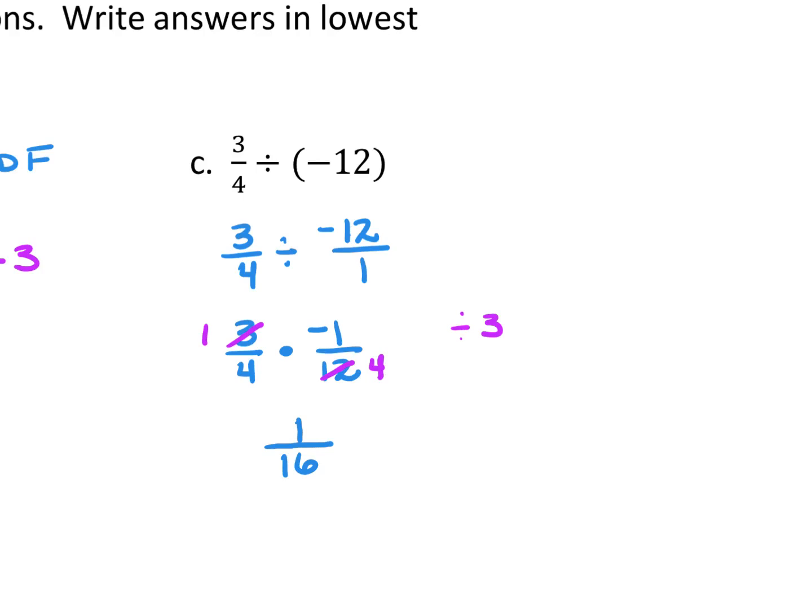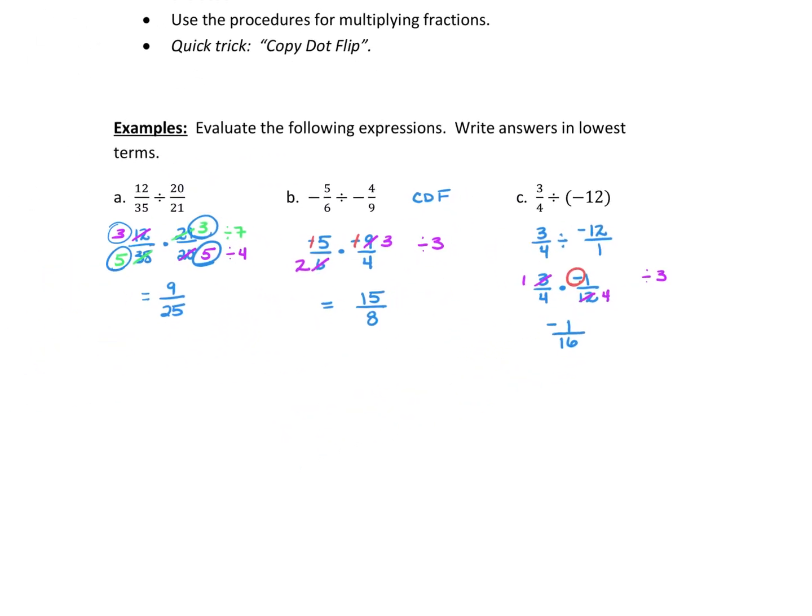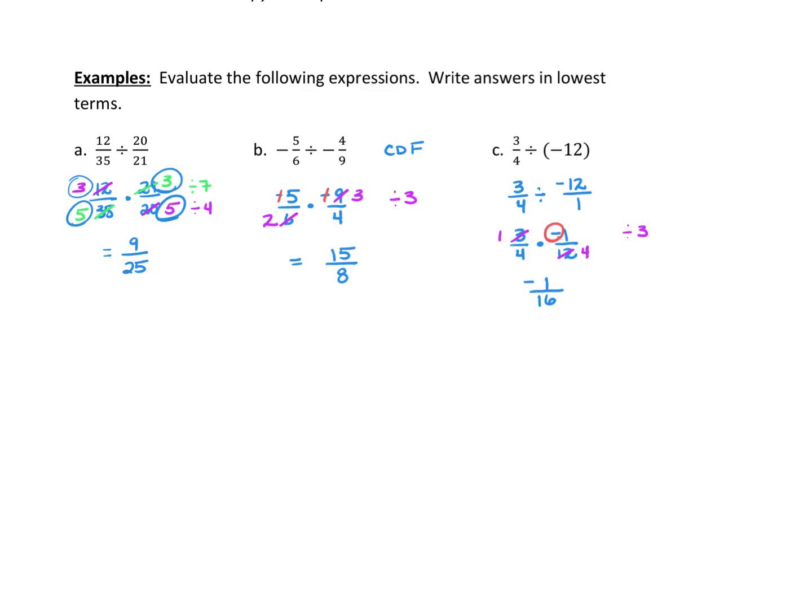You cannot rewrite this as 16. If you have 1 out of 16 pieces of candy, that is not the same thing as saying you had 16 pieces of candy. The other thing that we have is we do want to remember our signs. We have one negative in this problem, and so my final answer will be negative 1 over 16. All right, that takes care of our division.